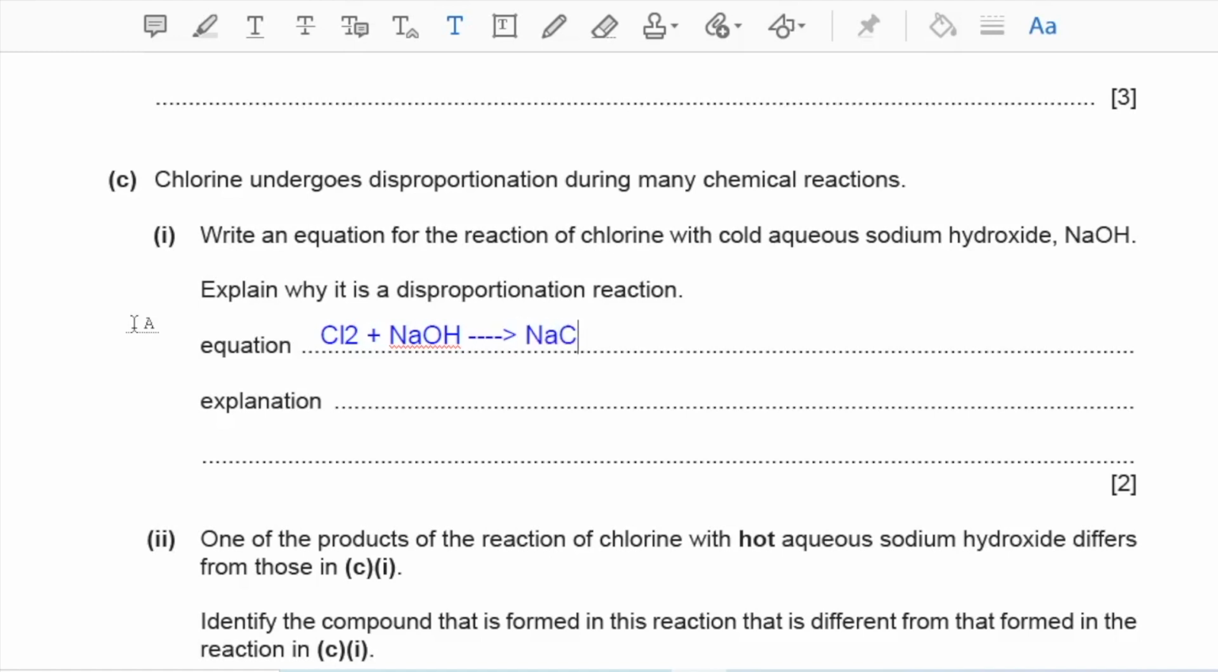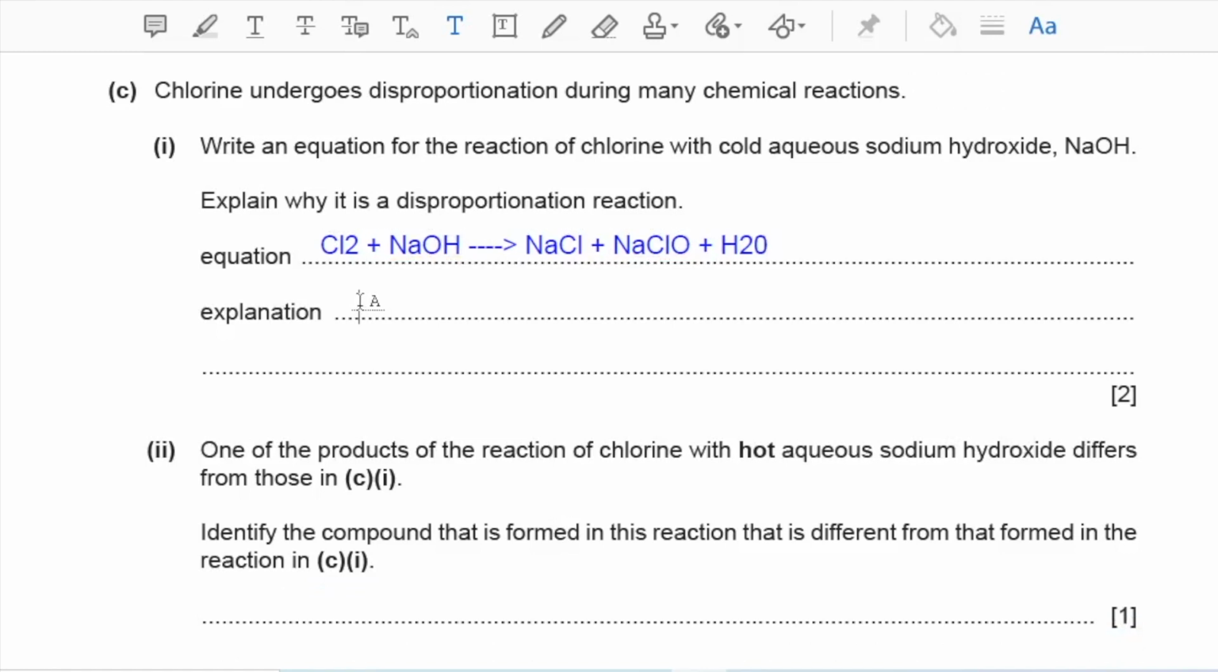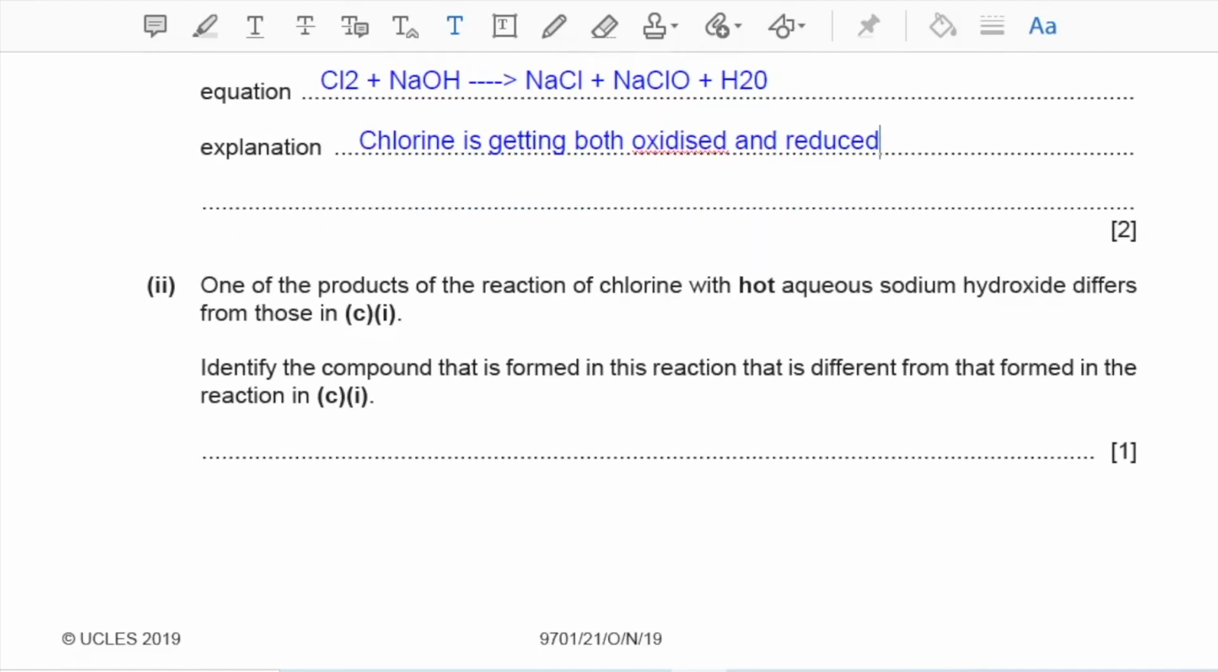It will give NaCl plus NaClO plus H2O. If the chlorine gas was reacting with hot aqueous sodium hydroxide, it would have given some other products. The explanation for why it is called a disproportionation reaction is that chlorine is both oxidized and reduced. Thus, it is known as a disproportionation reaction. In the same reaction, chlorine is undergoing both the changes.